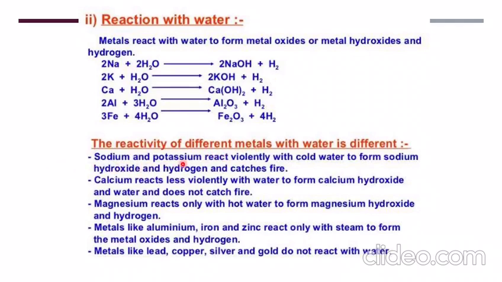Sodium and potassium react violently with cold water to form sodium hydroxide and hydrogen, and it catches fire. Calcium reacts less violently with water to form calcium hydroxide and hydrogen and does not catch fire. Calcium starts floating on the surface of water. Magnesium reacts only with hot water to form magnesium hydroxide and hydrogen. In this case also, magnesium starts floating on the surface of water.